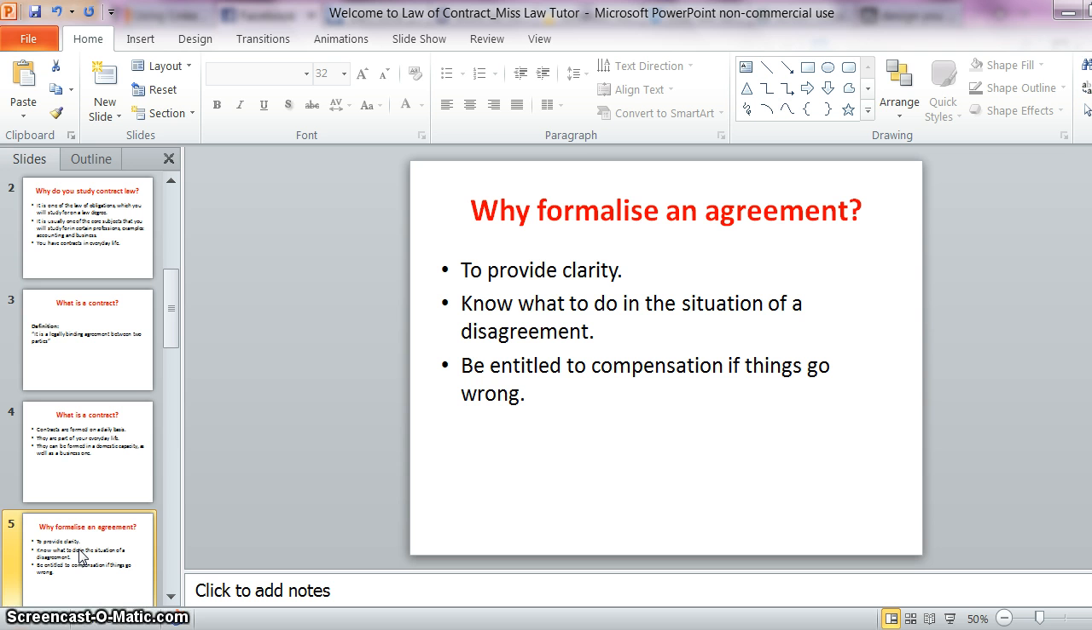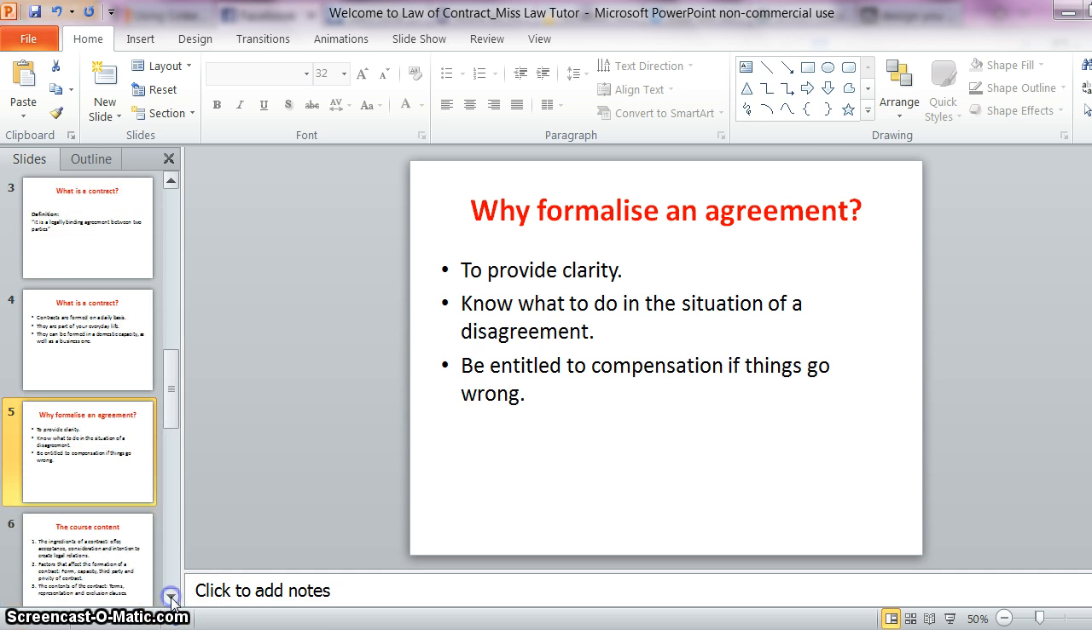And then also, you could be entitled to compensation if things go wrong. And things do not always go according to plan. People could sometimes break agreements, or sometimes they do not fulfill their ends. So it's nice to know that you could be protected by the law or get some sort of compensation, which we'll be looking at when we look at the unit on remedies of a contract.